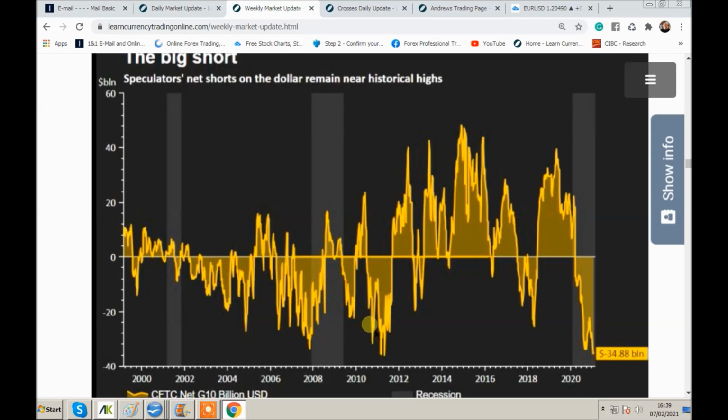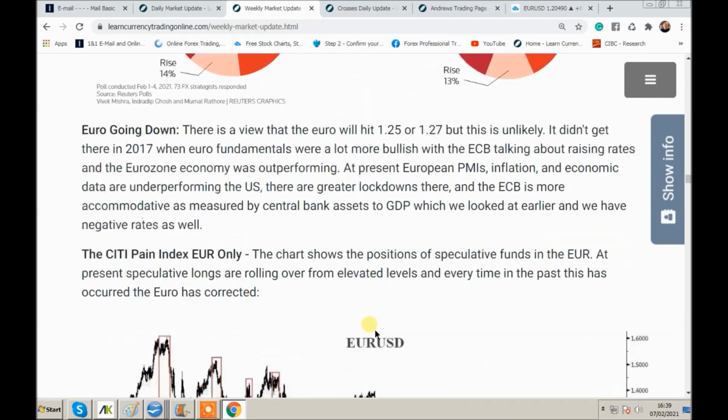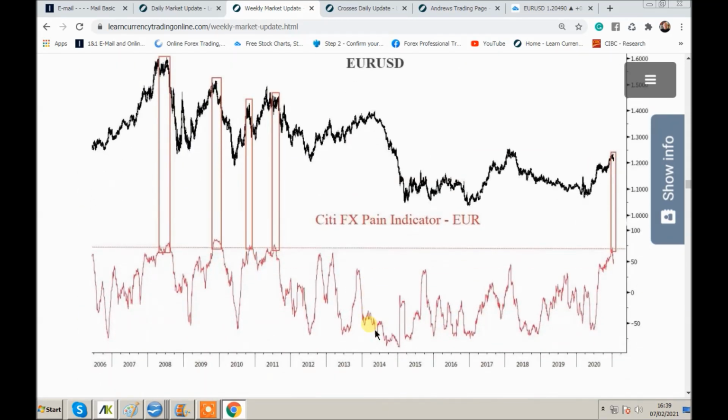Now, in terms of the really big money that's short the USD, it's long the euro. I'm just going to show you what's called the City Pain Index. It comes from Citibank. Down here, red line, this is speculative funds and their positions, okay? And you can see on the right, speculators really buy the euro hard up to this dotted line, then they roll over, and so does the euro.